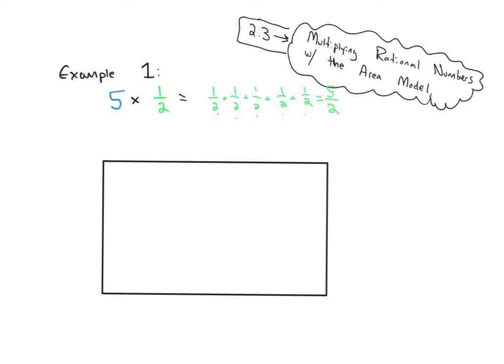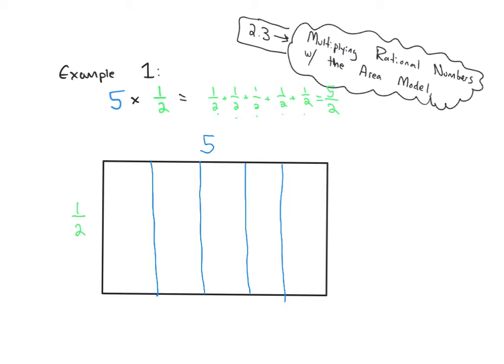So if we have 5 times 1/2, I'm going to take that first term, 5, pop it on top, and that second term, 1/2, pop it off to the side there. So to have 5 whole things, if I were to take this rectangle and break it up into 5 chunks, there's 1, there's 2, there's 3, there's 4, and there's 5. Bear with me and pretend these are all equal chunks.